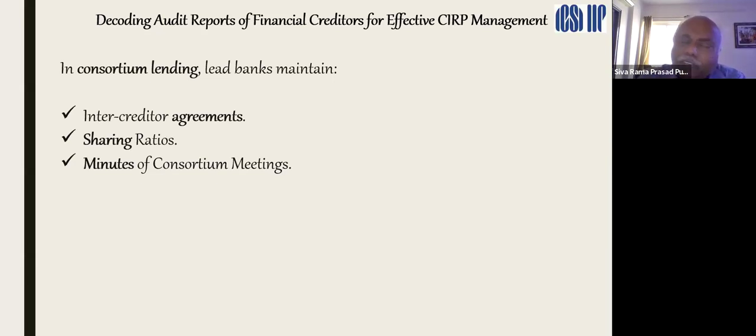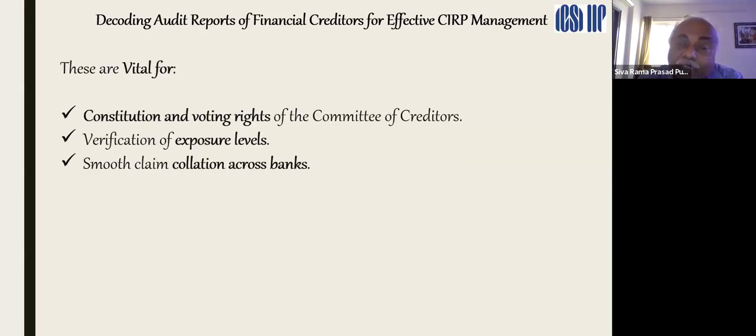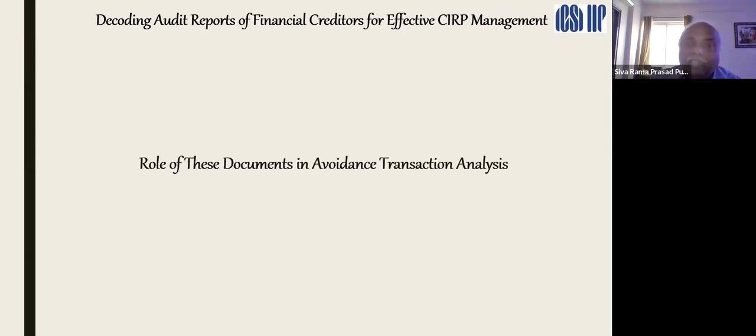In consortium lending, lead banks maintain an intercreditor agreement. So among the banks, one agreement is called the ICA, the intercreditor agreement, along with sharing ratios, minutes of consortium meetings, etc. These are vital for the constitution and voting rights of the committee of creditors, verification of exposure levels, and smooth claim collation across the banks.